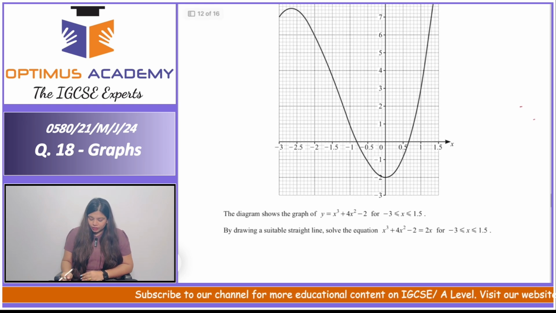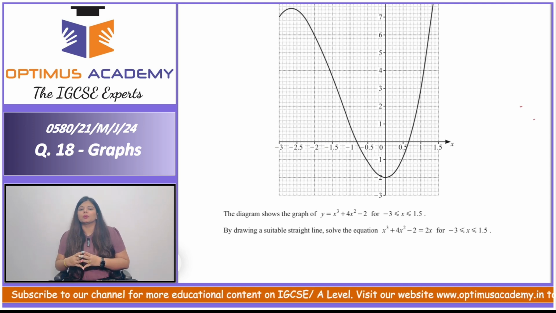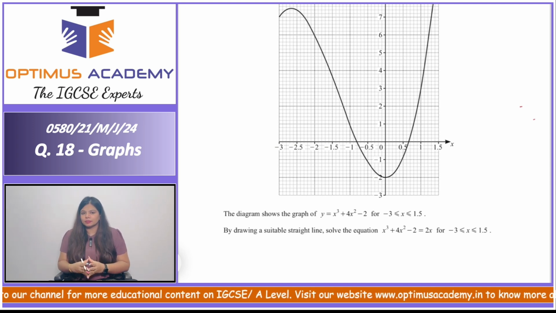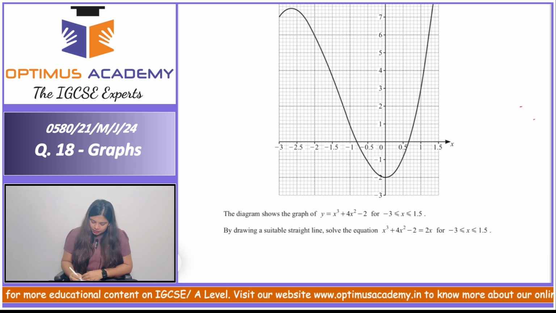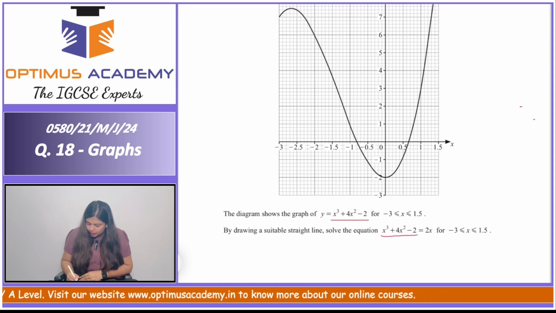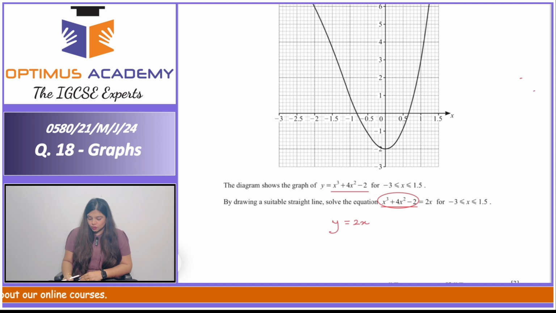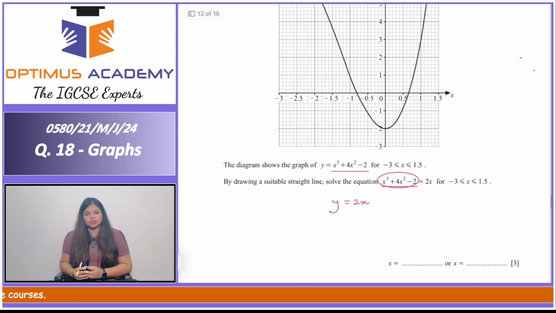So whenever they tell you to draw a straight line, we compare the main equation with the equation given to find the similar terms. Here, if we see x cube plus 4x square minus 2 is in the main equation and x cube plus 4x square minus 2 is also in the equation given. Hence, I can write this entire term as y equals 2x. So we have obtained the equation of a straight line.